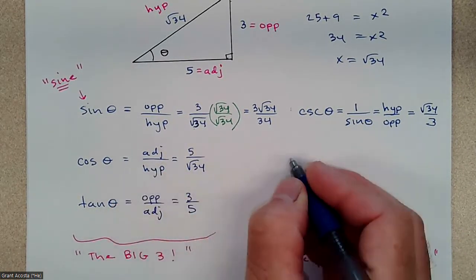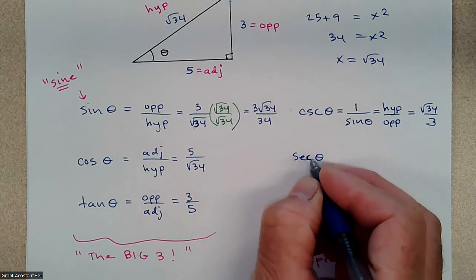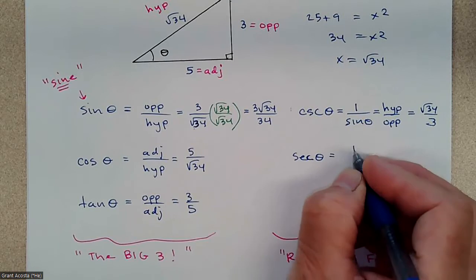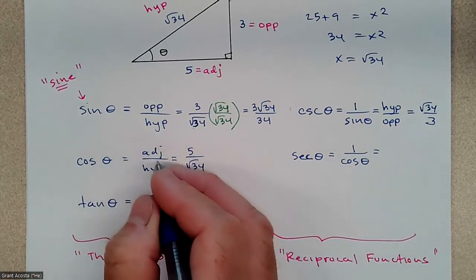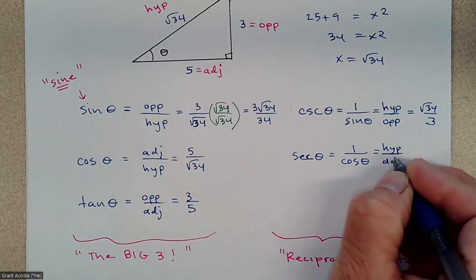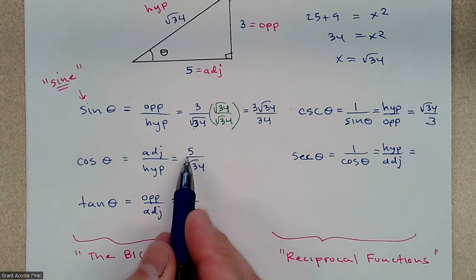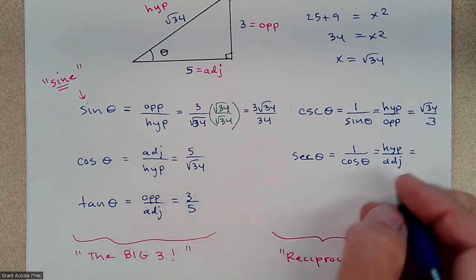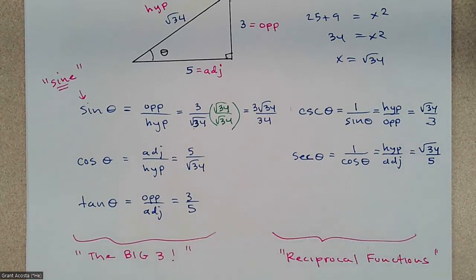The reciprocal of cosine is secant of theta. We abbreviate it SEC. So that is 1 over cosine. Or if you want to, you could do 1 over adjacent over hypotenuse, which gives you hypotenuse over adjacent. But the quick way to do it, if you already know cosine is 5 over root 34, then the secant must be root 34 over 5.